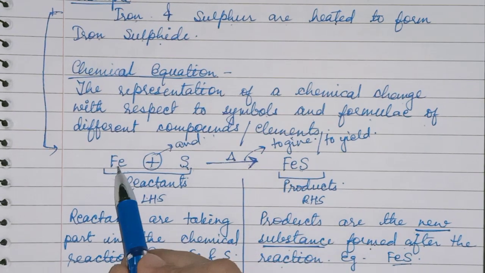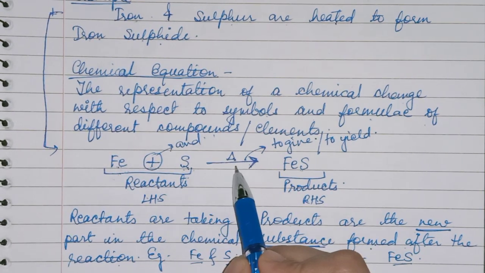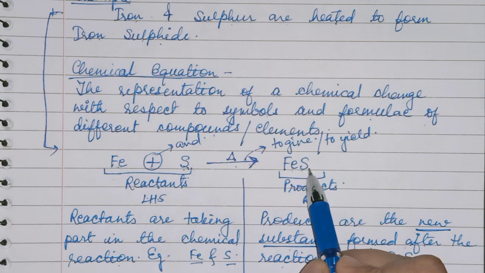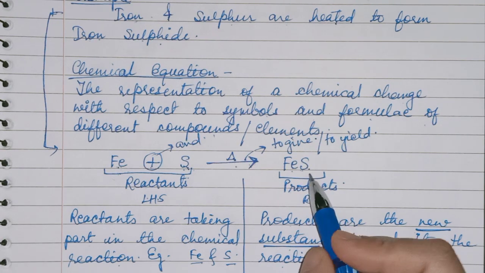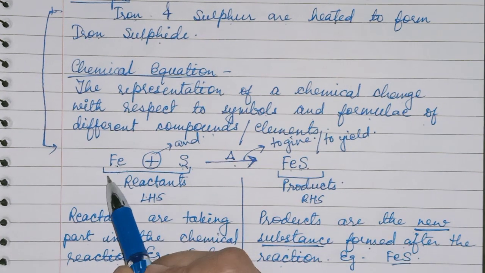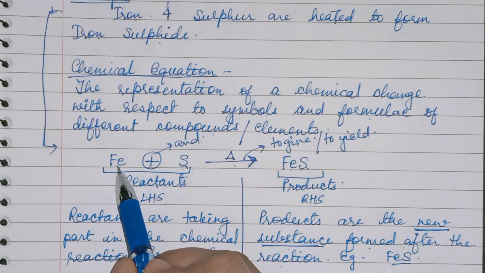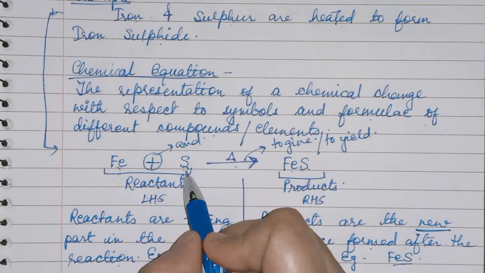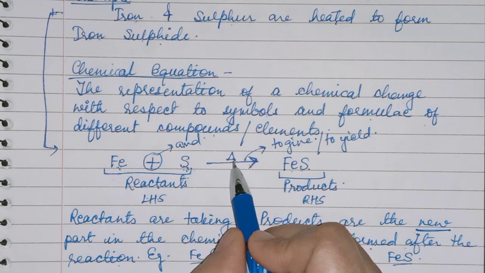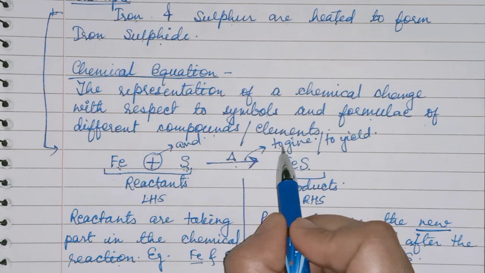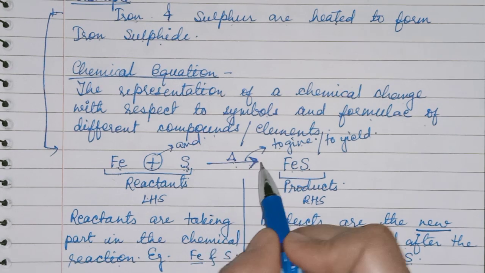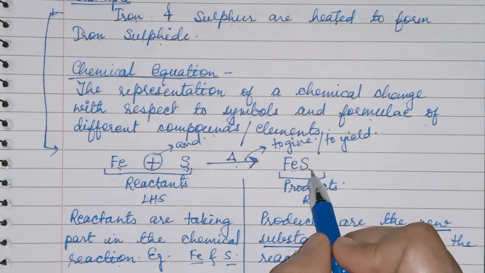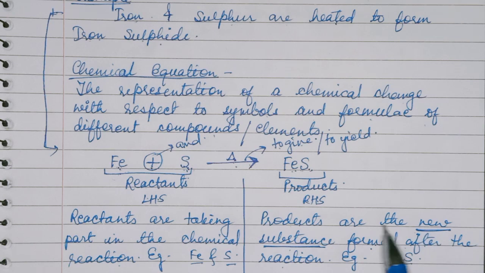You cannot say iron plus sulfur arrow iron sulfide. It is wrong if you are reading it like that. You have to read it like this: iron and, plus means and, sulfur are heated to give, meaning arrow, iron sulfide. This is the way you have to read the chemical equation.